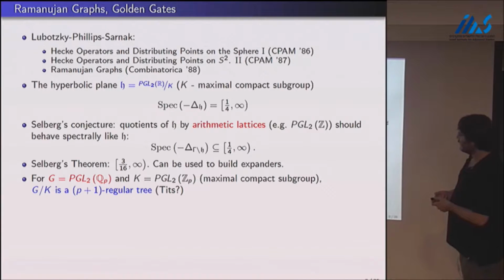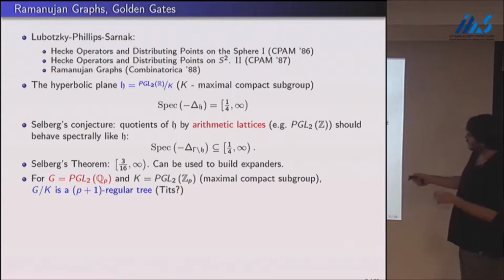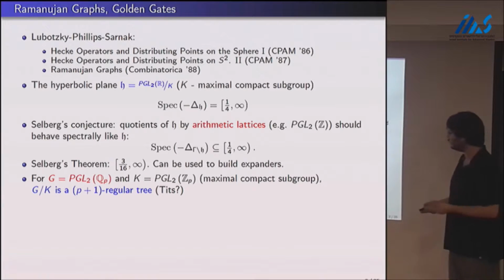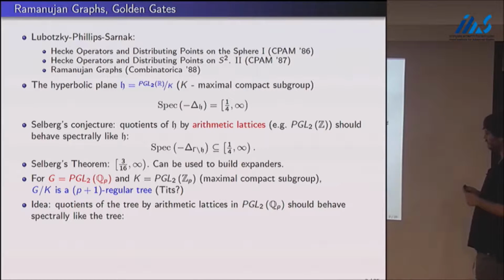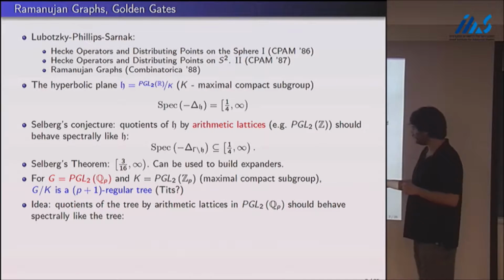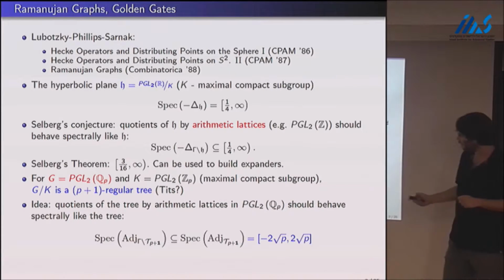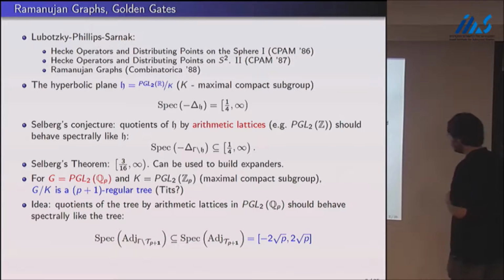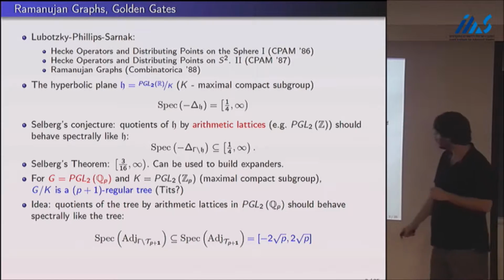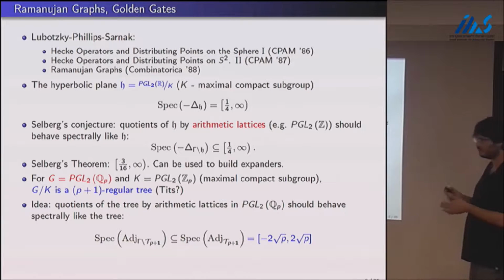Yeah. And what Peter and Alex realized is that they can do things here much better. They don't need to plot a graph on a surface. They already begin with the graph. And so the idea was that the quotient of this tree by arithmetic lattices in the p-adic group should behave spectrally like the tree. So here the spectrum should be like the upper half plane, and here it's like the tree. And the spectrum of the adjacency operator on the tree is from -2 square root of p to 2 square root of p. This was done in Harry Kesten's PhD thesis. I think he was the first one who explicitly computed this.